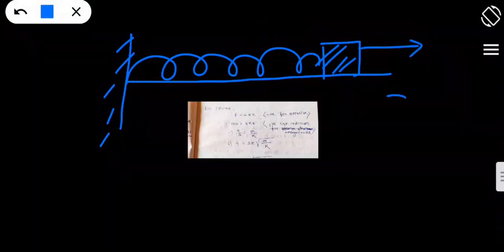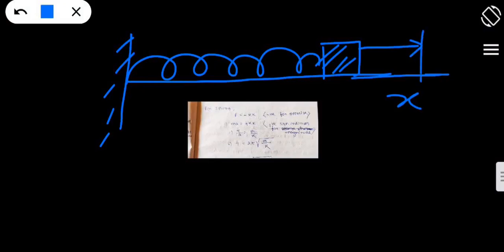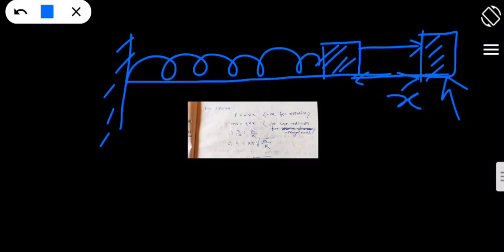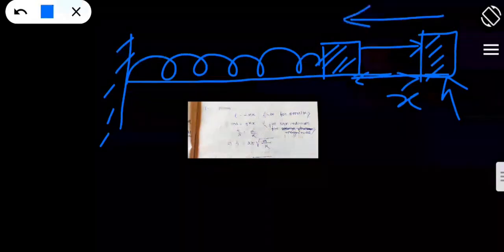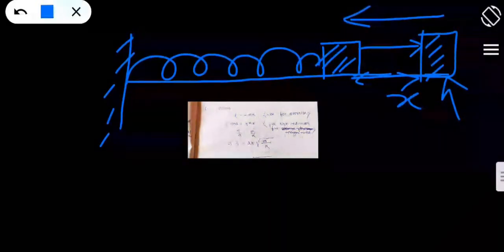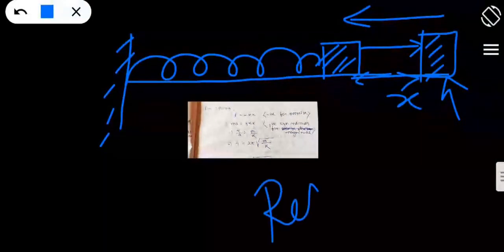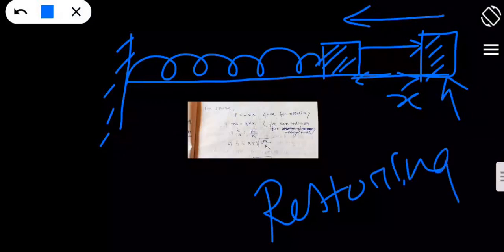So if I expand this box up to a distance x by applying some force, and when I leave from this position, this to this displacement is obviously x. So when I leave this object at this particular point, what will happen? It will try to come back to its original position. It will try to come back by applying which force? By applying a restoring force.